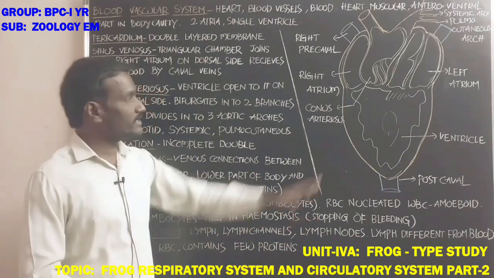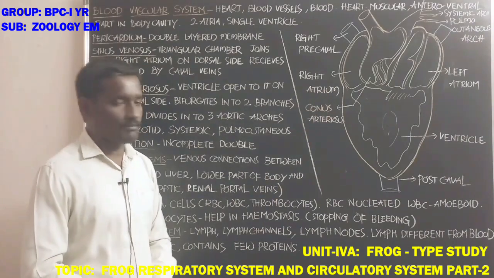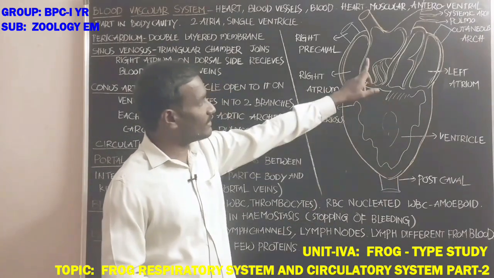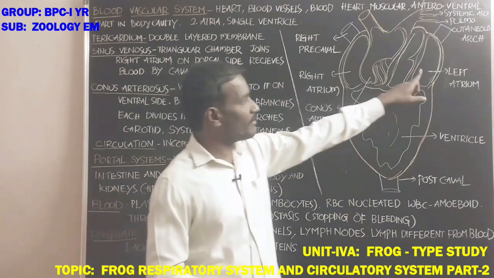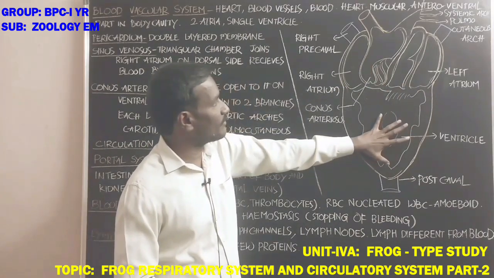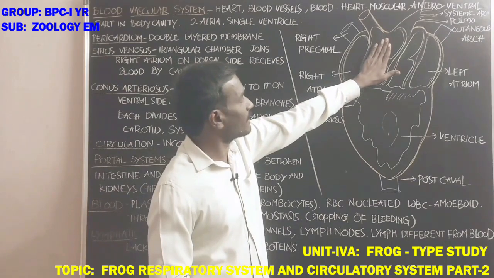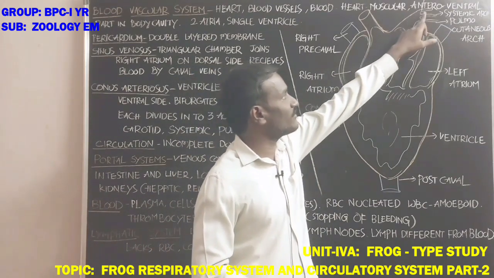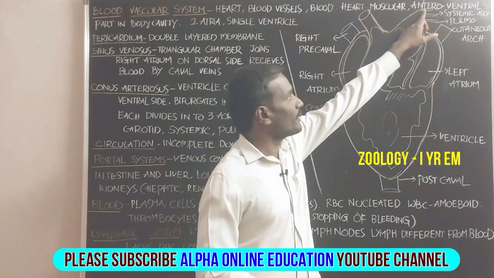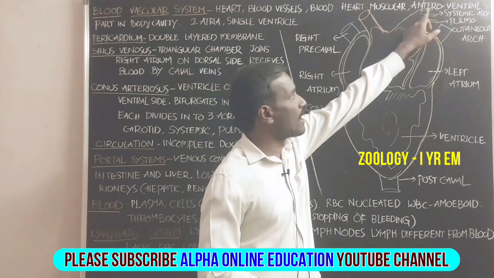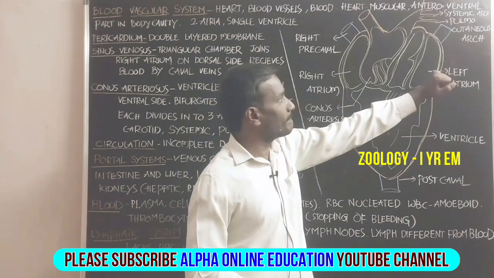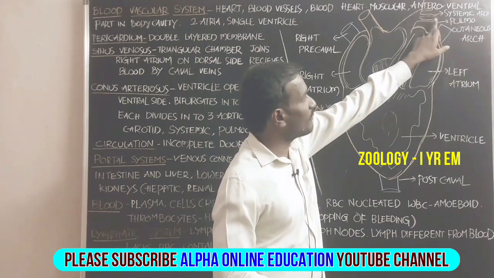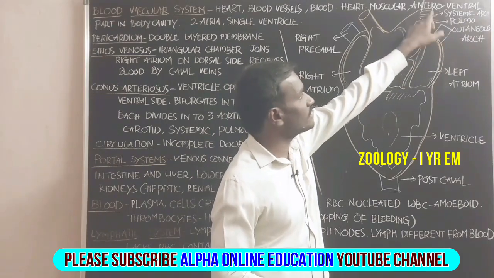Next, it is the diagram of the frog heart. It shows the postcaval vein, the right atrium, the left atrium, and the single ventricle. Next, the conus arteriosus divides into two branches. Each branch divides into three aortic arches: the cutaneous arch, the systemic arch, the pulmocutaneous arch, and the carotid arch.